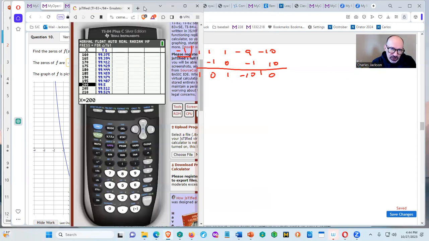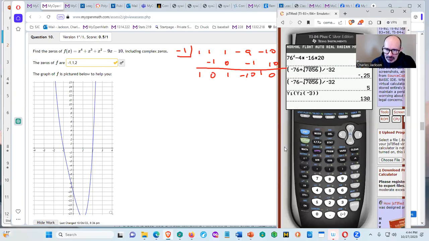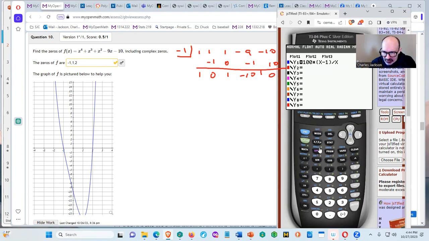So I'm going to input all of this. And I think I'm going to mess with my table set also, but let's see. x to the fourth plus x cubed plus x squared minus 9x minus 10.